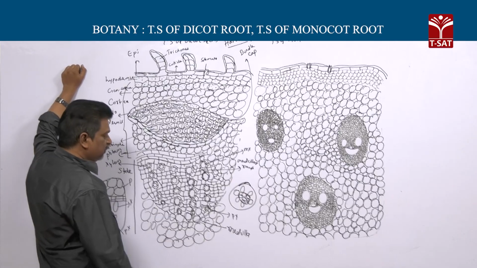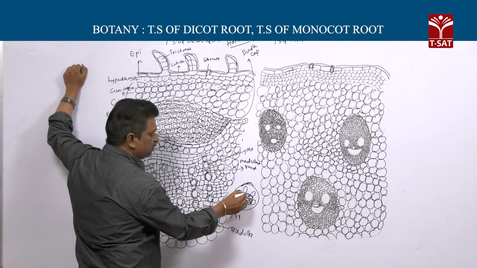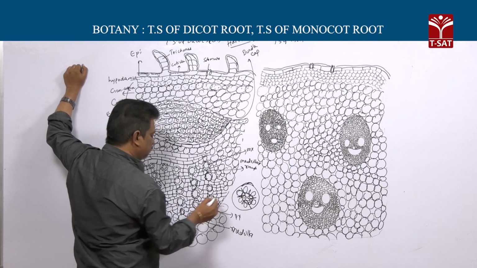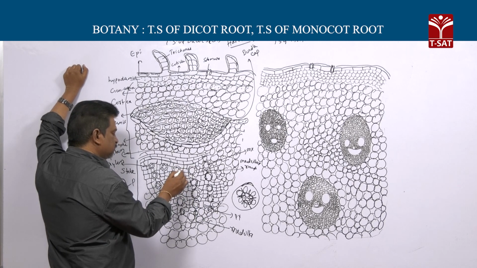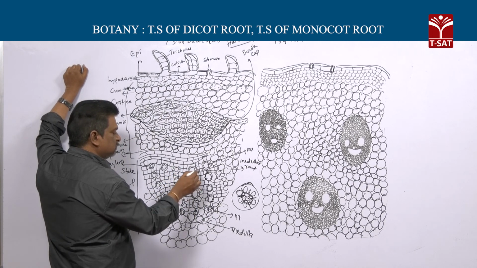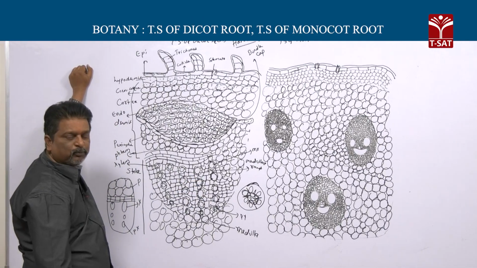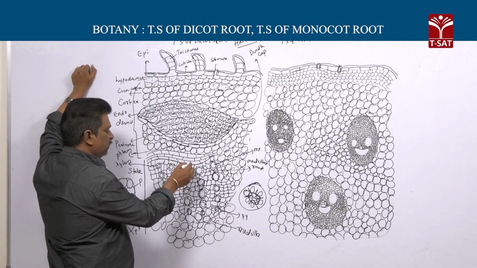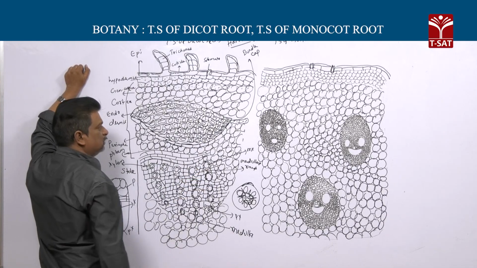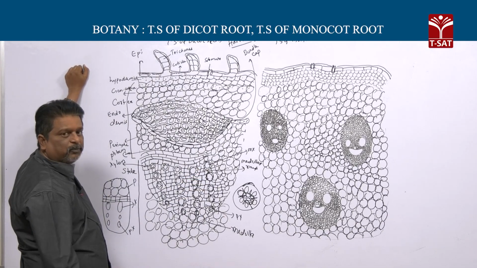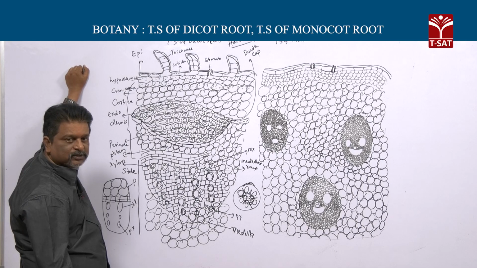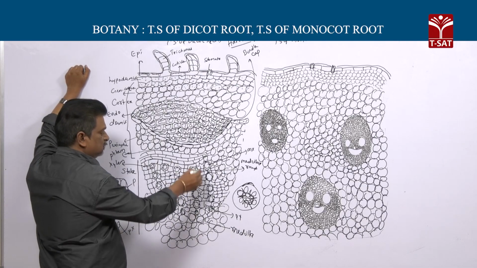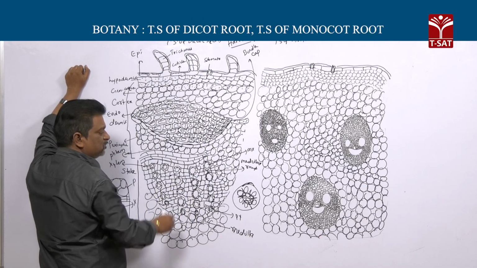Then some of the medullary cells extend in between vascular bundles and form medullary rays. These medullary rays are present only in dicot stem and gymnosperms. Then, what is the function of medullary rays? Generally medullary rays are parenchymatous. They help in radial conduction.